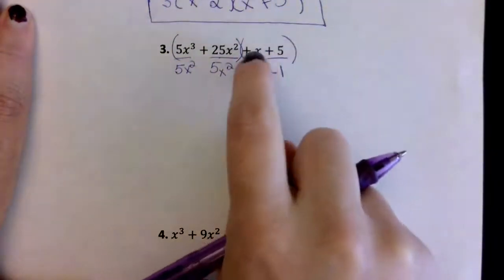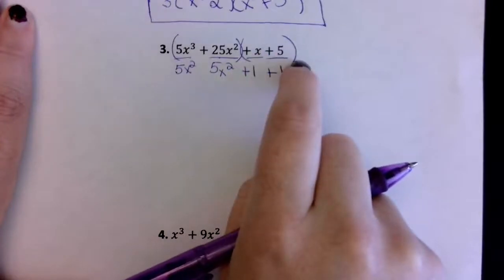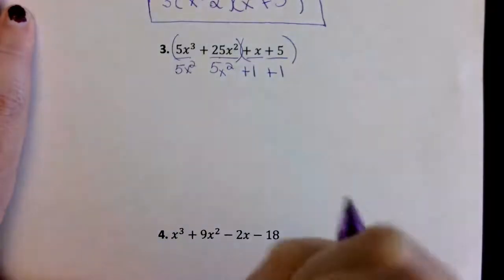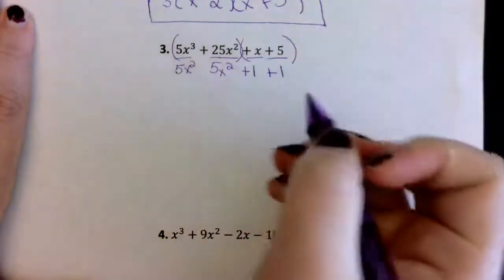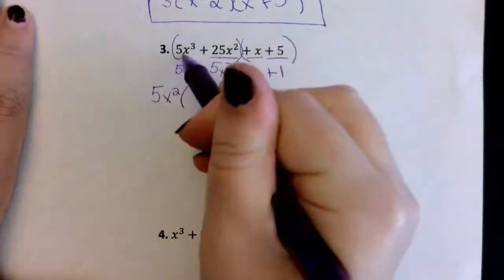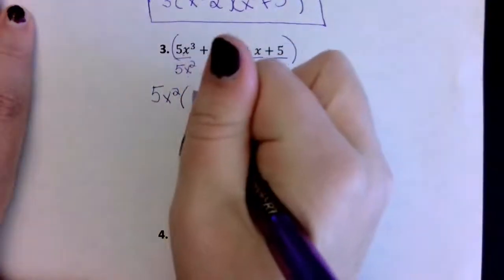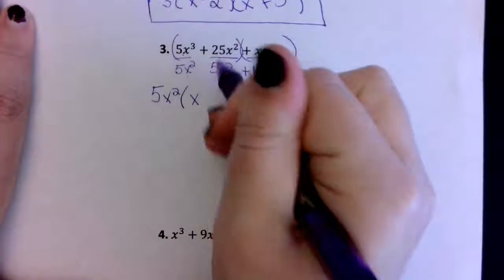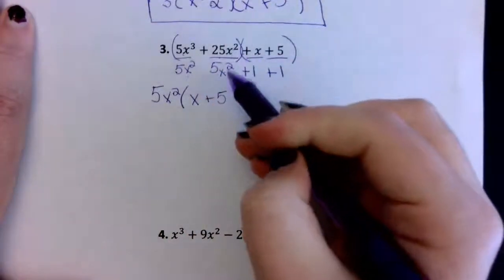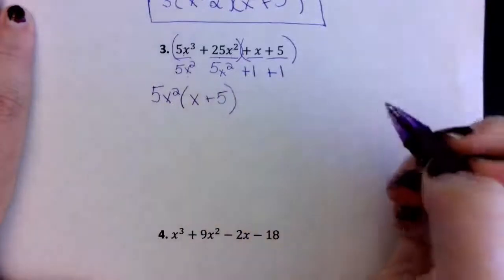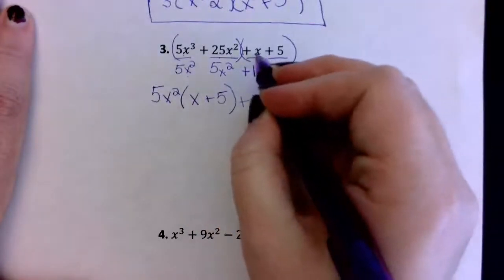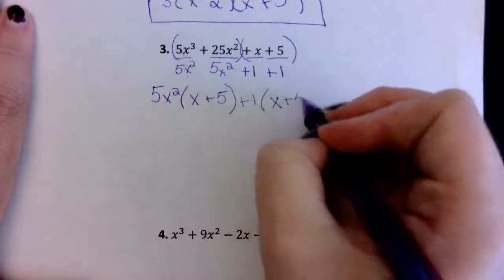And this will happen every time. If you can't take anything out of the second or the first set of terms, you're going to take out the plus 1 or the minus 1 depending on this sign here. So I take out the 5x squared. 5x cubed divided by 5x squared just leaves me an x. 25 divided by 5 leaves me a 5. And the x squared and x squared just simplify to 1. That plus 1 I took out, just leaving x plus 5 again.